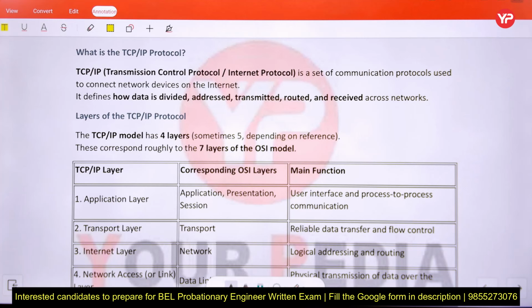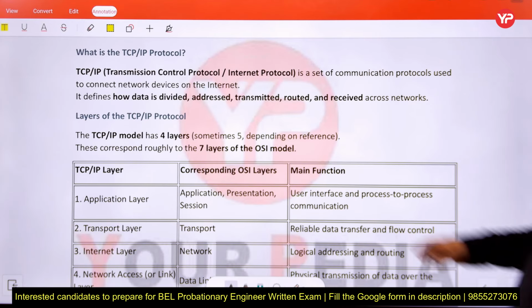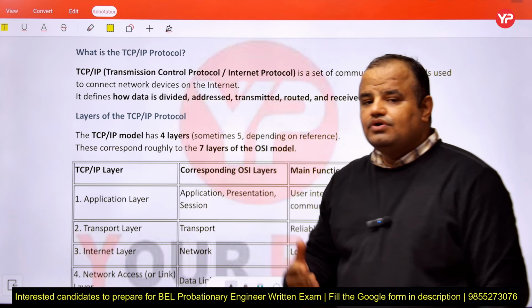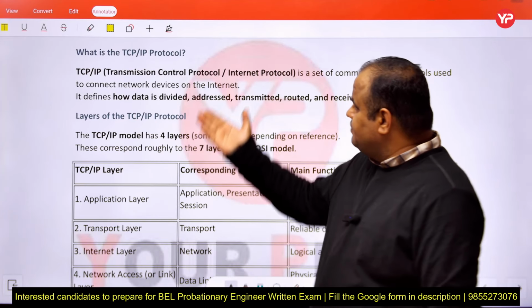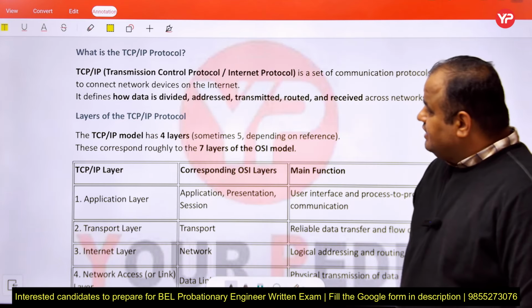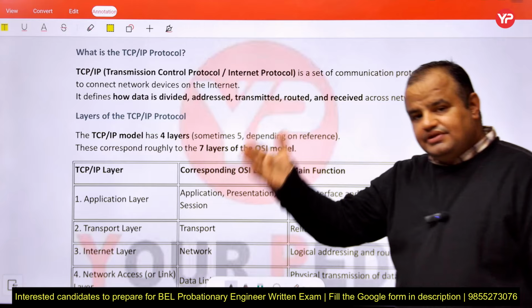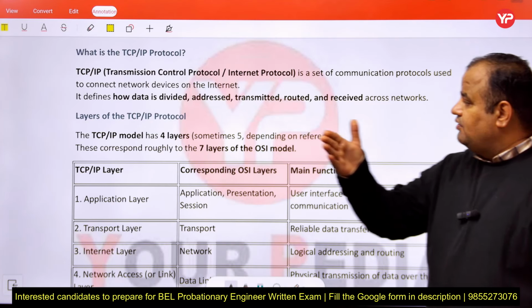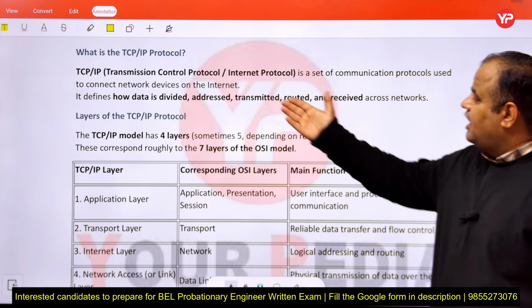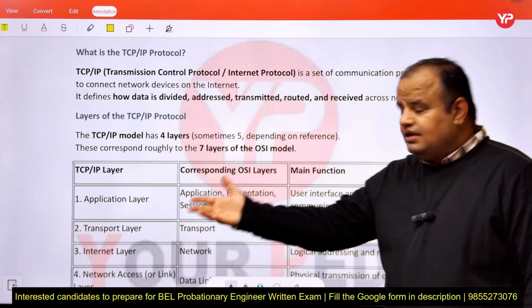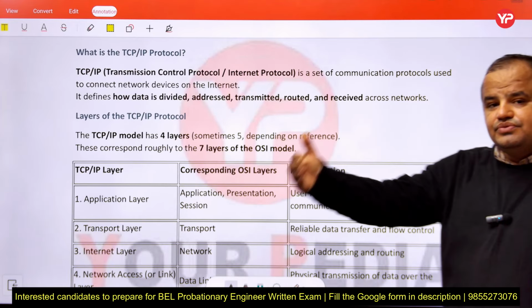What do we mean by protocol? Protocol means rules. It is a set of communication rules used to connect network devices on the internet. So we are talking about the internet. It defines how data is divided, what the addresses are, how we can transmit, and how data is routed.